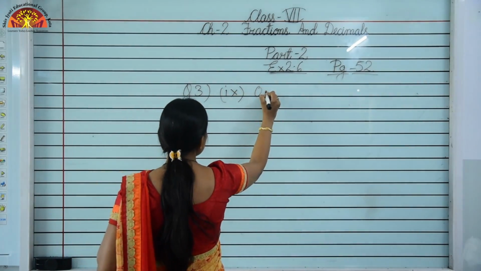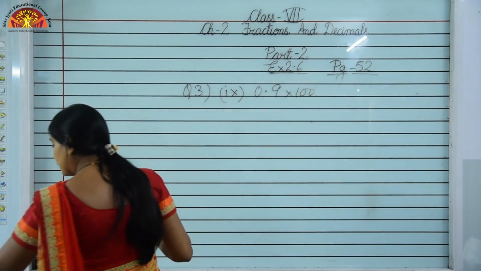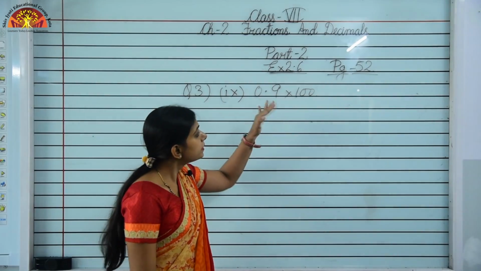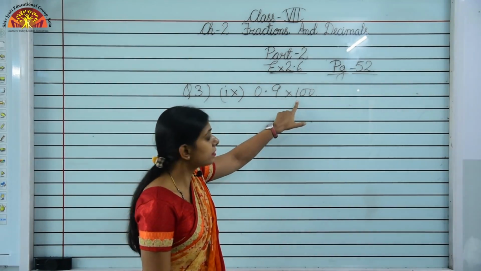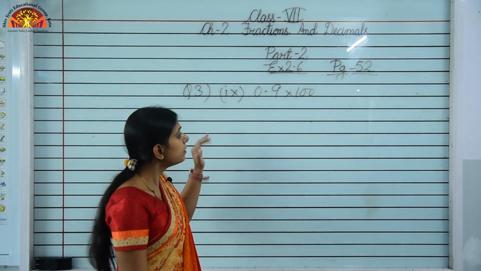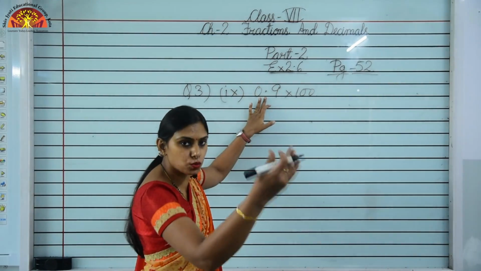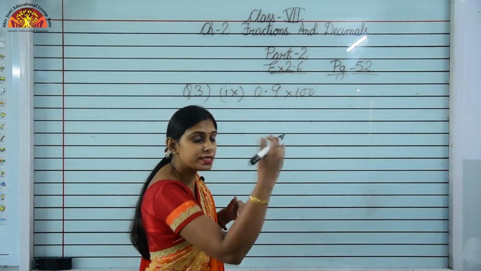That is 0.9 into 100. Now you can see, children, that we are multiplying here by 100. Earlier we were multiplying by 10, and now we are multiplying this decimal number by 100. There are 2 zeros, so the decimal will be shifted 2 places to the right.